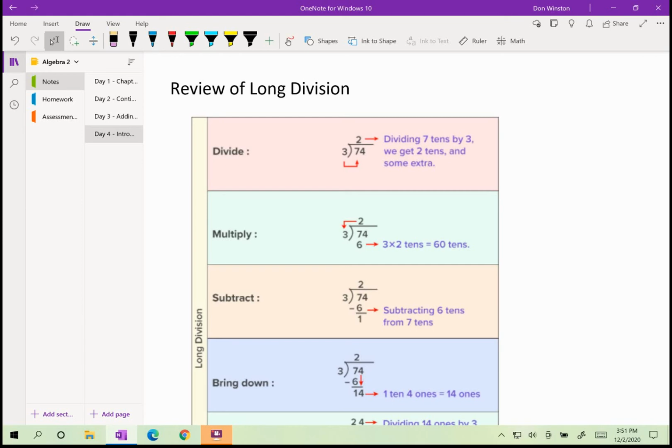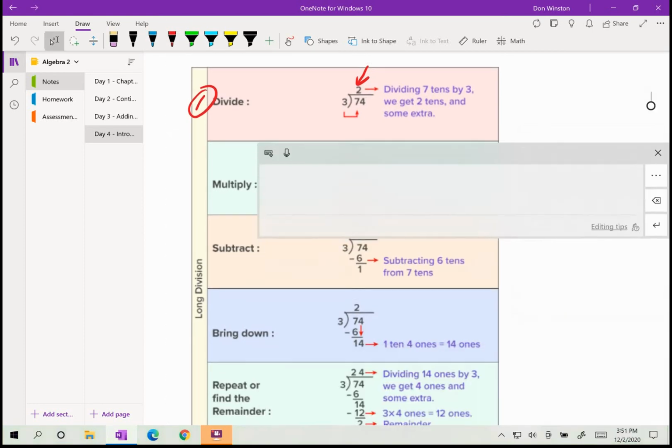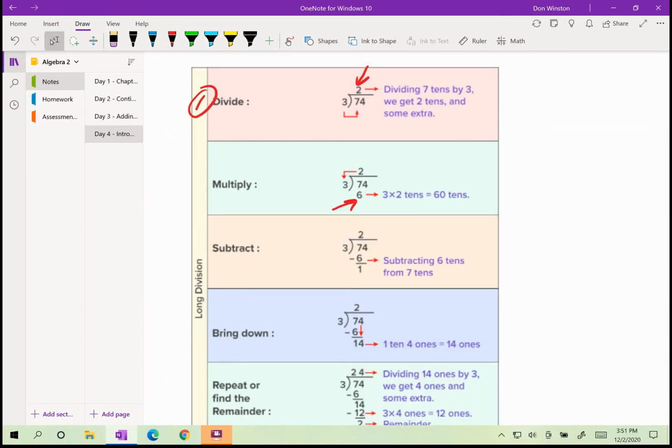Step 1, when you do long division, you divide. So here we're taking 74 and we want to divide it by 3. And so we ask ourselves, how many groups of 3 go into 7? Well, there are 2 groups of 3 that go into 7. So we take 2 times 3 and we get 6, and then we put that underneath the 7, and we put the 2 groups of 3 above the 7.